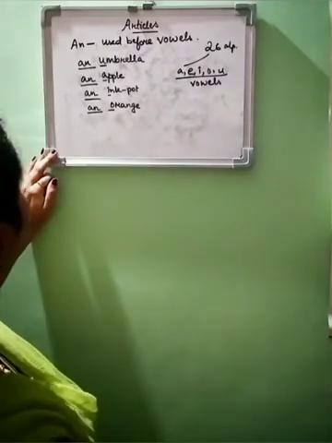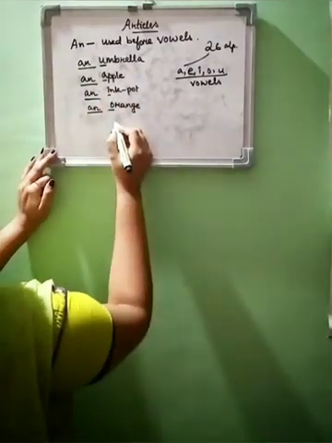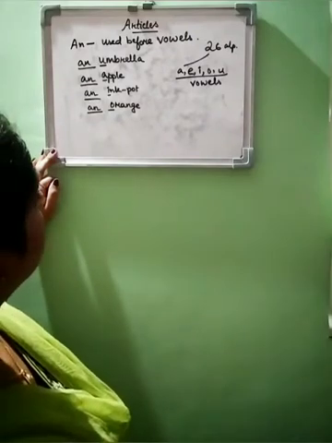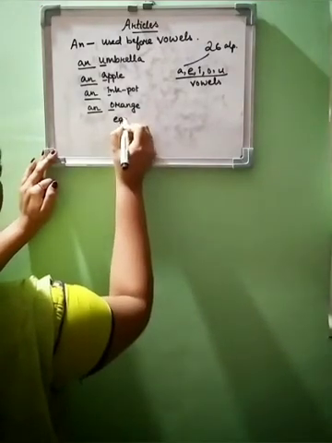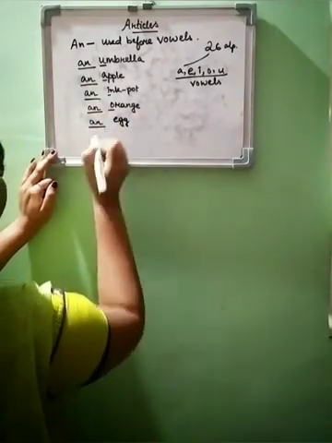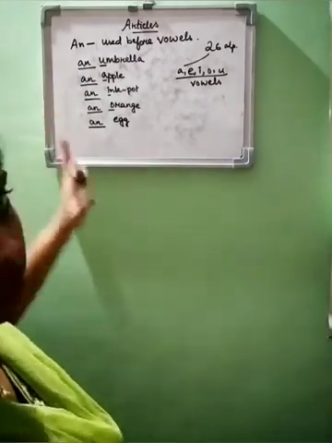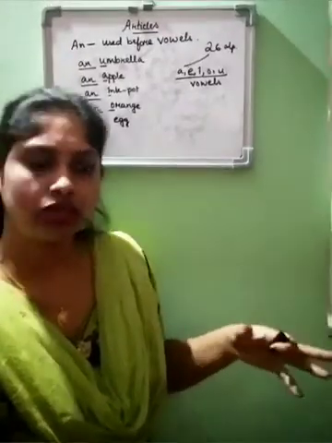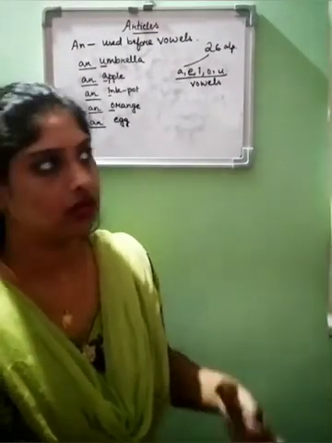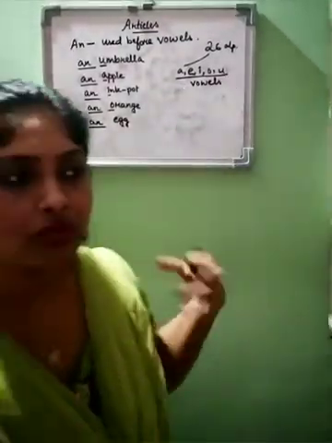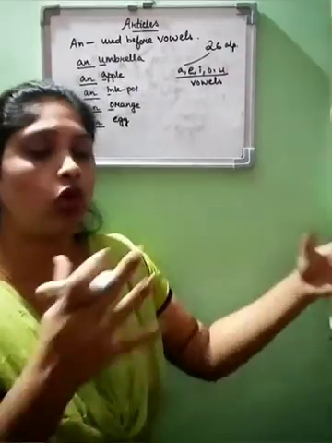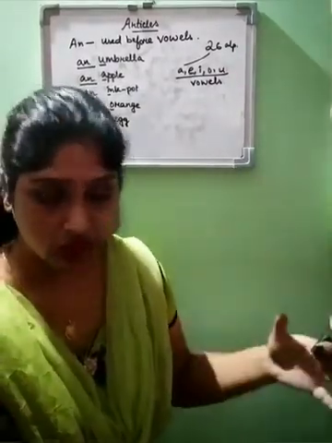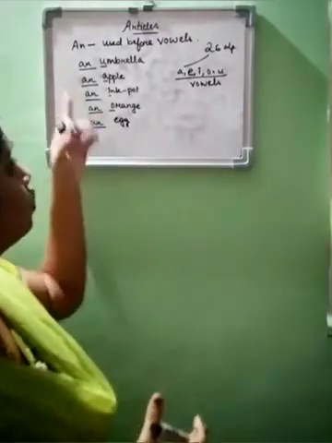Anything else we are missing? Yeah, E. Egg. We can write egg, so that will be an. In this way, you can think of various words. With these vowels, you can make many words. So before all the words which start with vowels, we put an.